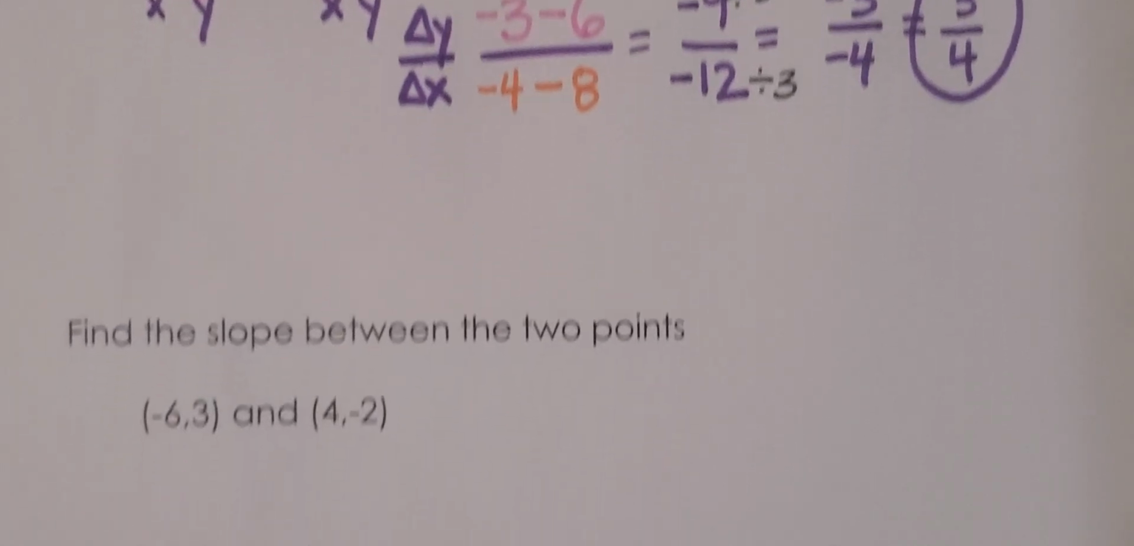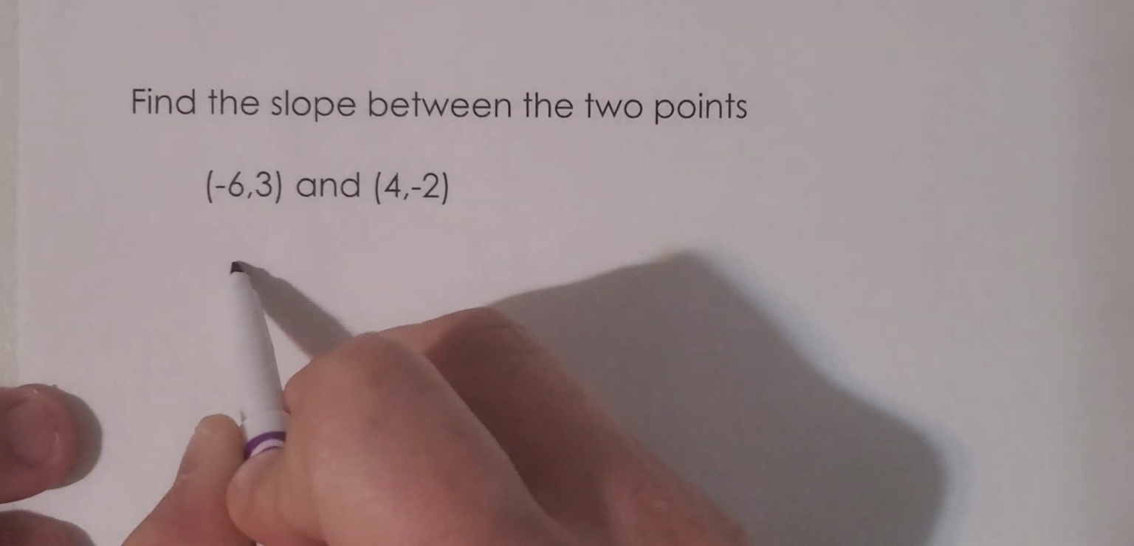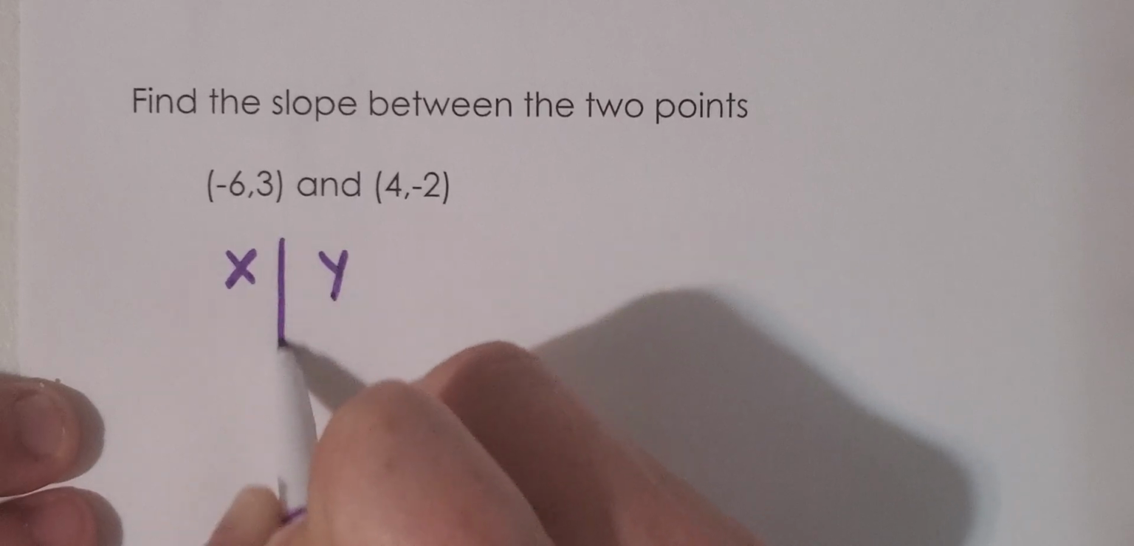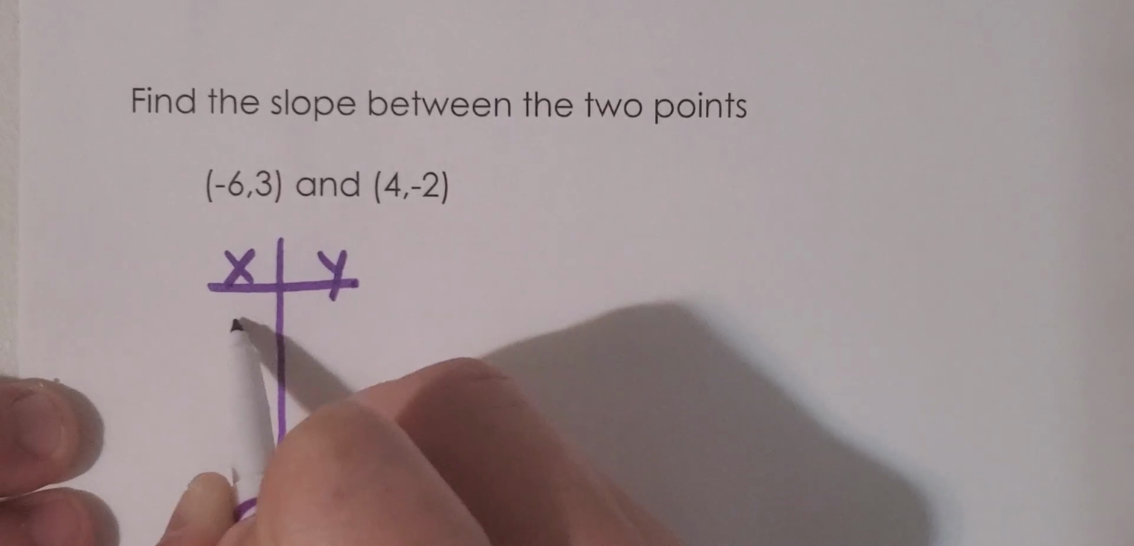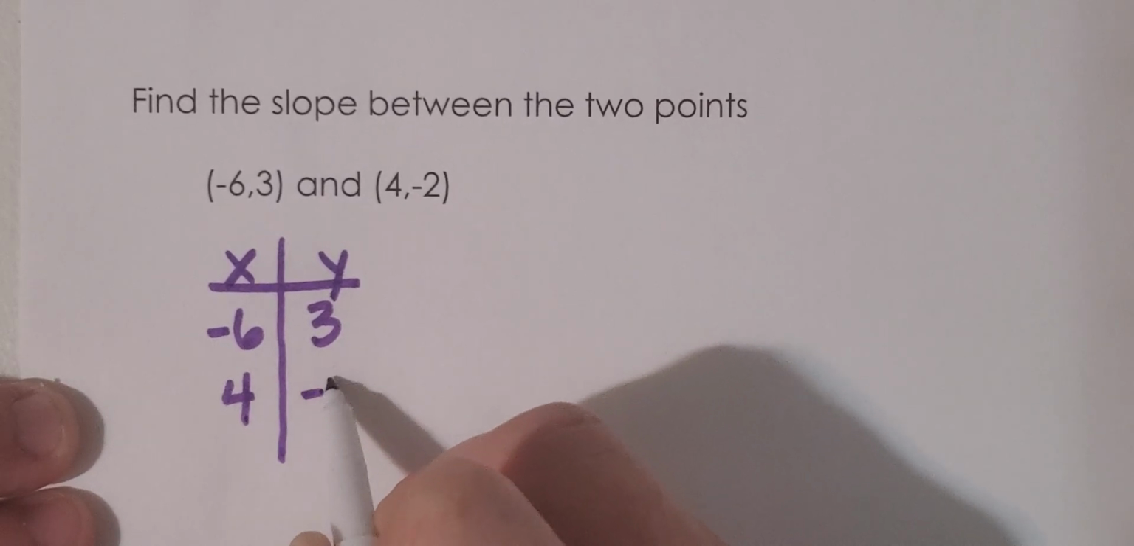All right, for my last example, I'm going to show it both ways. So my first way is to set up the table. So I have an XY table. My first point is -6, 3. My second point is 4, -2.